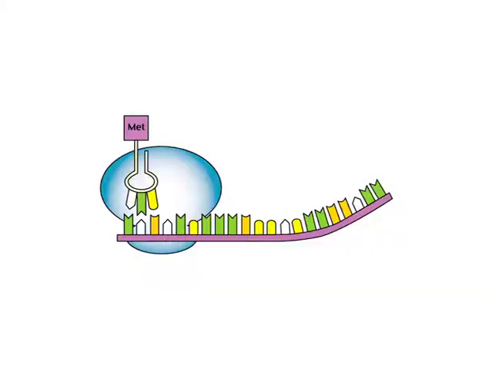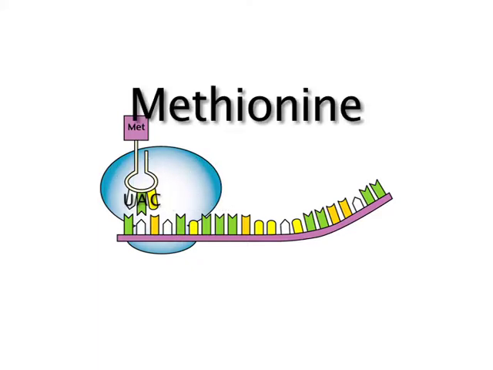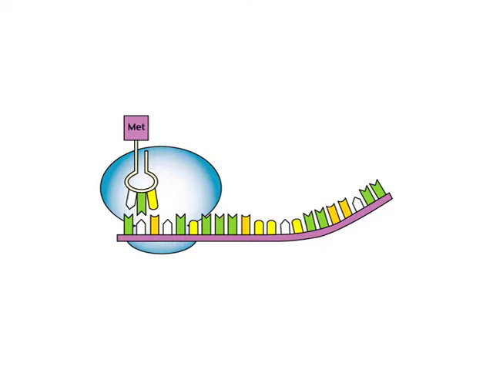Transfer RNA or tRNA molecules have also been made in the nucleus. Each one has a binding site for a specific amino acid and an anticodon, complementary to an mRNA codon. The tRNA with the anticodon UAC carries the amino acid methionine. It will align opposite the AUG mRNA codon, and hydrogen bonds will form between the complementary bases.